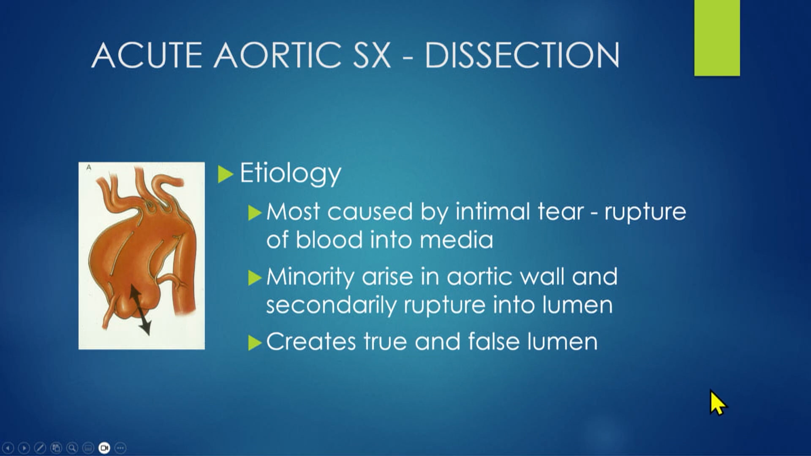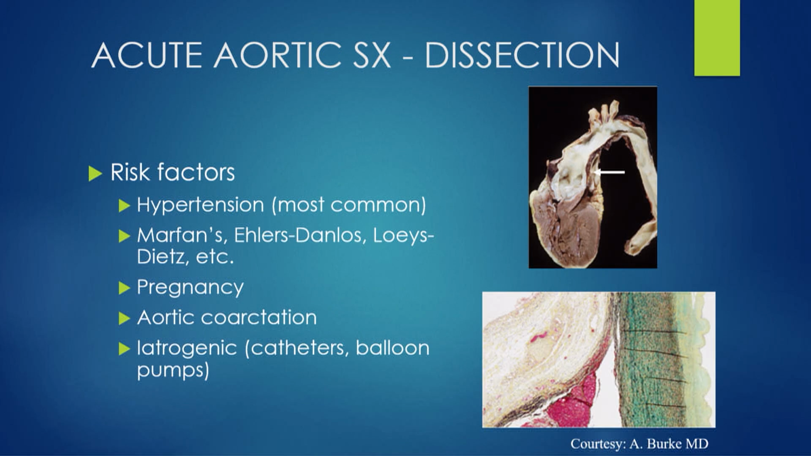The etiology is an intimal tear. And that's plain and simple. And basically, generally, there's going to be rupture into the aortic wall. It's been thought in the past that they could arise in the wall and go the other way. We don't know for sure one way or the other. I doubt that's the case, actually. I think all of them essentially are due to rupture from the true lumen and into the wall and creating a true and a false lumen. That's probably what it is.